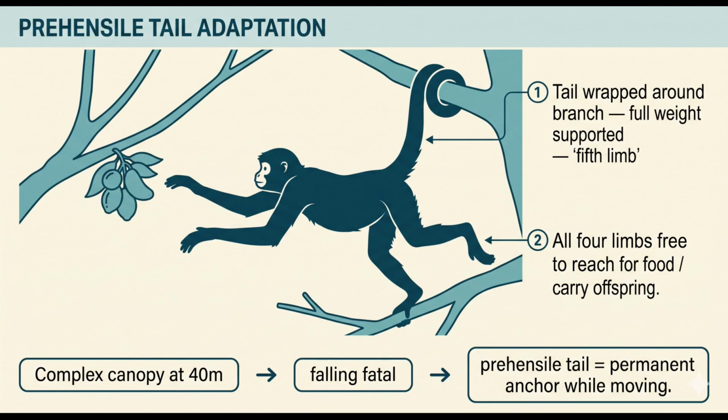Mechanism. The prehensile tail anchors the animal to one secure point while all 4 limbs are completely free to reach for a fruit cluster, swing to the next branch, or carry a young animal. It works as a permanent safety rope that the animal carries with it everywhere. Examples: spider monkey, howler monkey, kinkajou.